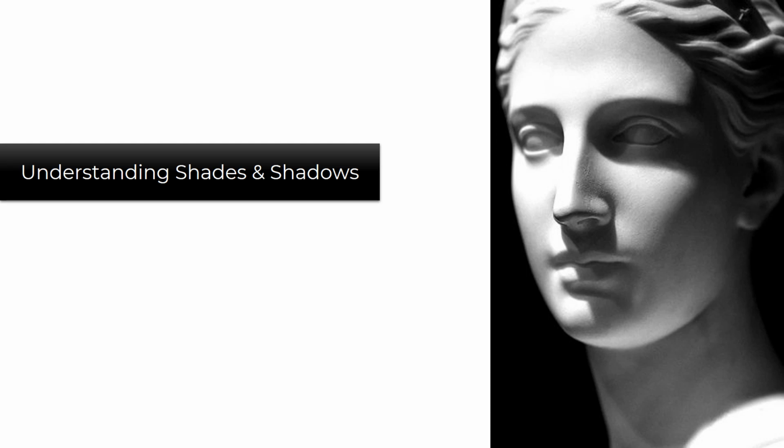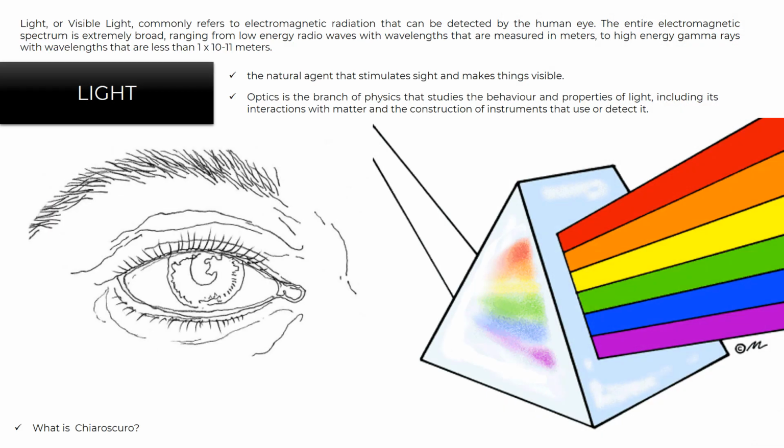Now we proceed to our next lesson, which is understanding shades and shadows. Light or visible light commonly refers to electromagnetic radiation that can be detected by the human eye. The entire electromagnetic spectrum is extremely broad, ranging from low-energy radio waves with wavelengths that are measured in meters to high-energy gamma rays with wavelengths that are less than 1 by 10 to 11 meters. That's the scientific definition of light. In simpler terms, the natural agent that stimulates sight and makes things visible.